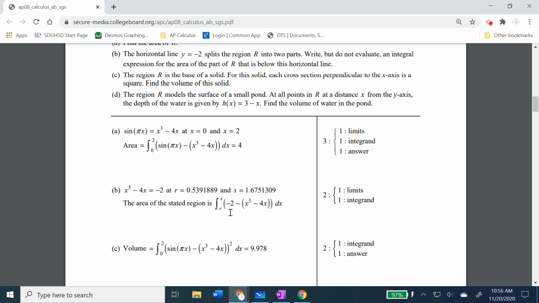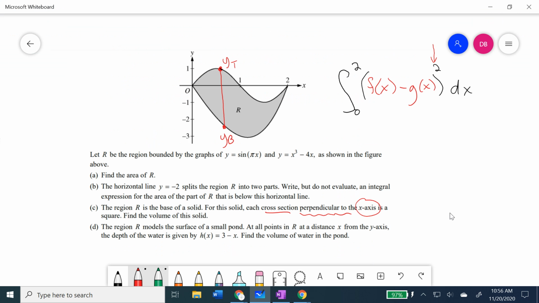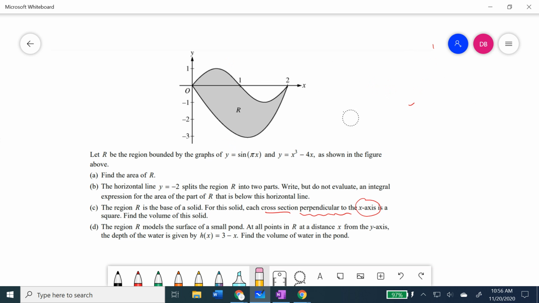And finally, the last one, which is why I chose this problem. This is one of my favorite problems of all time, because in part D, it's finally not just asking you to regurgitate some memorized formulas. It's asking you to think about what's being created. And you have to realize what it's describing. So you are told that this is the surface of a pond. All points in R that are a distance x from the y-axis.